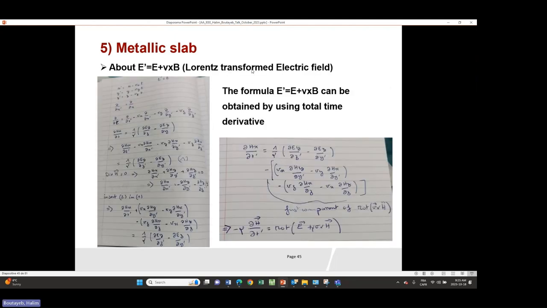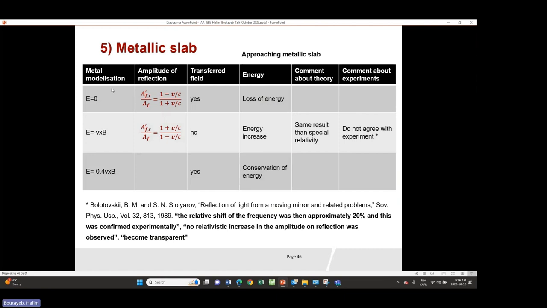Let's talk about the Lorentz transformed electric field, which is E prime equals E plus V cross B. They are all vectors, actually. E prime is a vector, V and B are vectors, and this is a cross product. By using the total time derivative, without using Lorentz or Voigt-Lorentz information, which is actually what Lorentz did, and using the divergence of magnetic field equals zero, we can find this formula, E prime equals E plus V cross B. So let's suppose for our condition, instead of putting E equals zero, we put E prime equals zero. Then we will have E equals minus V cross B. We did analyze this case. So E equals zero was the case I showed before.